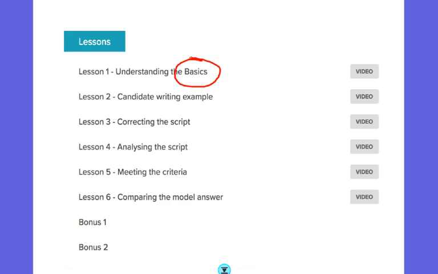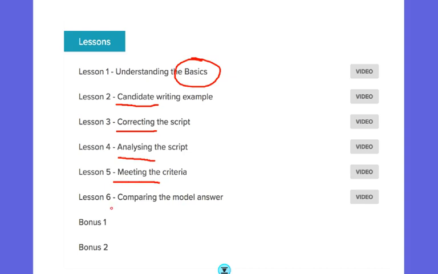And then in lesson number 2, I will show you a writing script where a candidate answers a particular question, and we will measure this script against the 4 criteria. Okay? And in lesson 3, we will be looking at how the script is being corrected, what examiners are looking for when they are assessing your script. And again, this will be measured against the 4 criteria in more detail.